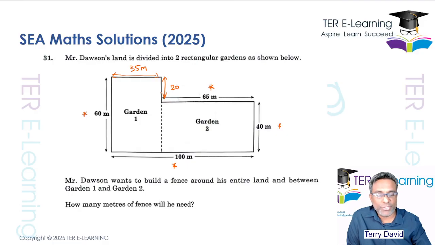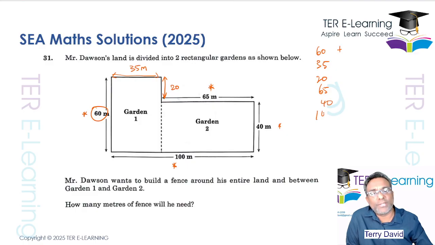So what we're going to do is add up all the lengths of the edges in order to work this out. Doesn't matter which one you start with, but let's say I start with this one here, 60, and let's go clockwise. So 60 plus 35 plus 20 plus 65 plus 40 plus 100.